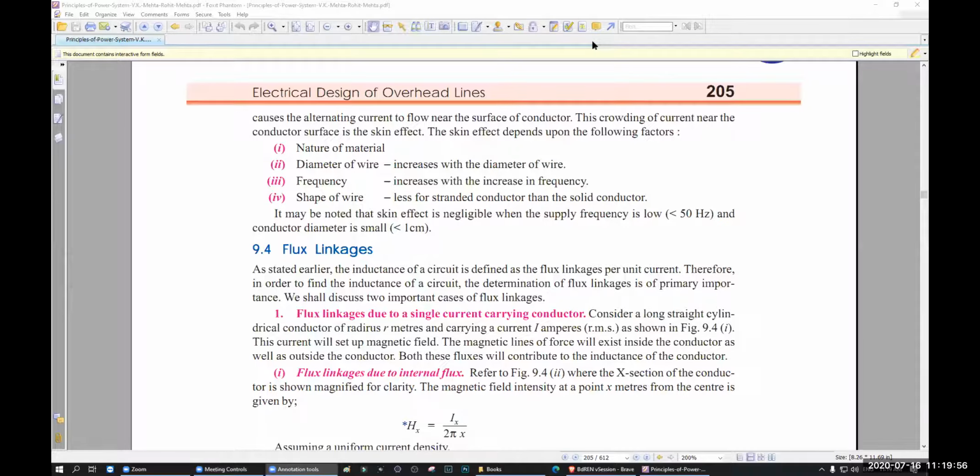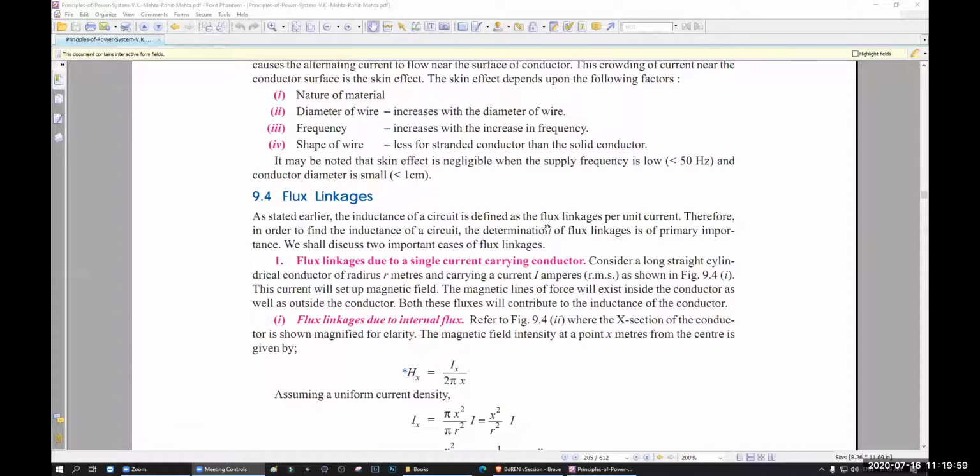Sir, can the skin effect happen at AC current, or only at DC current? No. Skin effect happens only in AC, not in DC. DC does not have any skin effect; AC has a skin effect. Because you see the frequency, DC does not have any frequency. If you increase frequency, your skin effect increases.